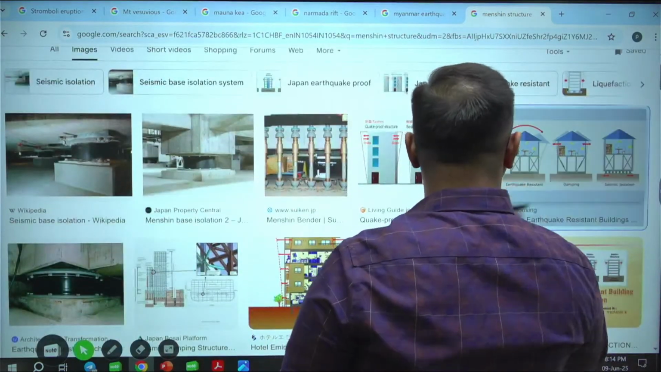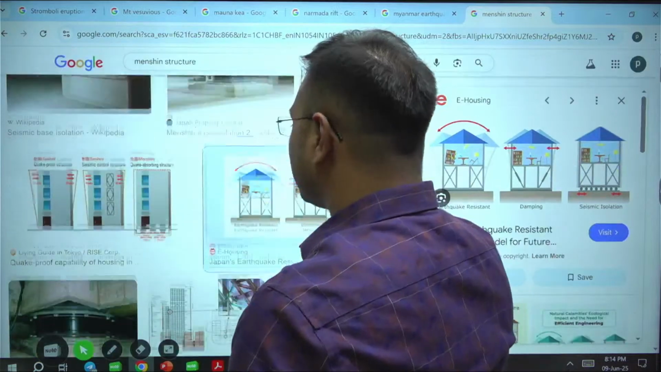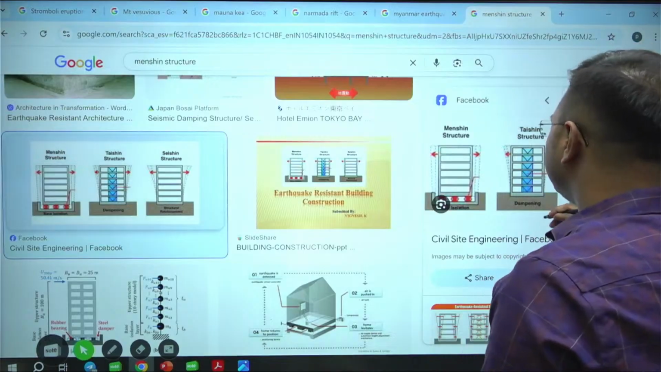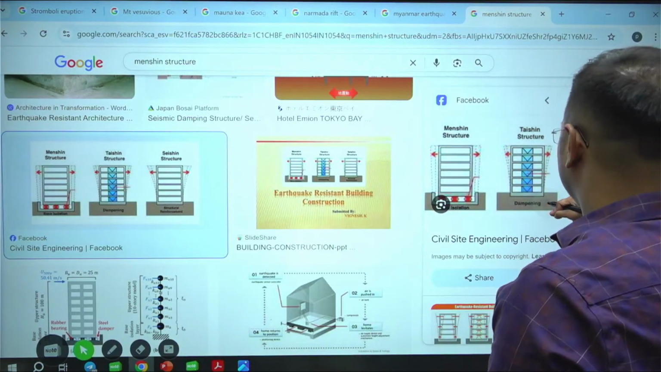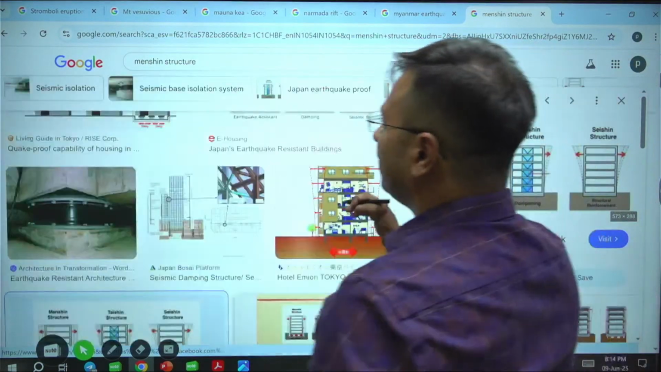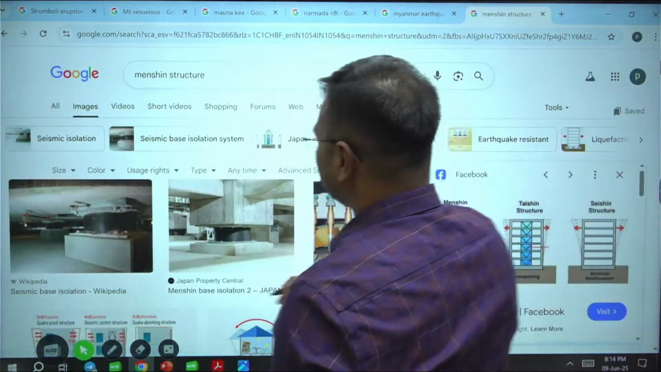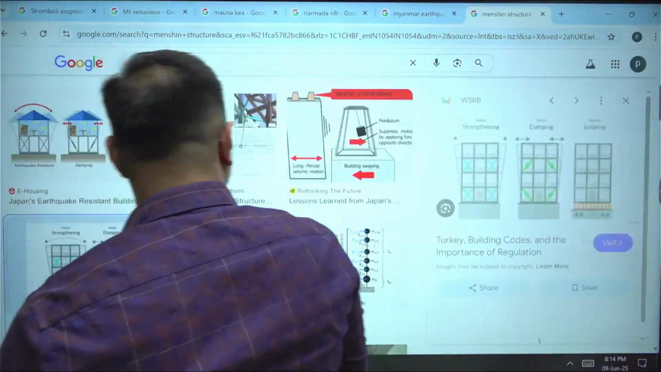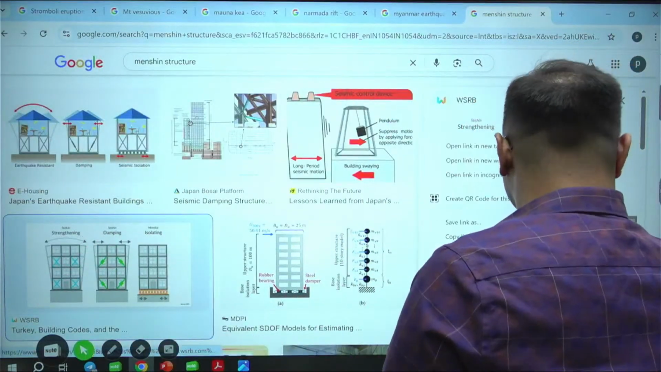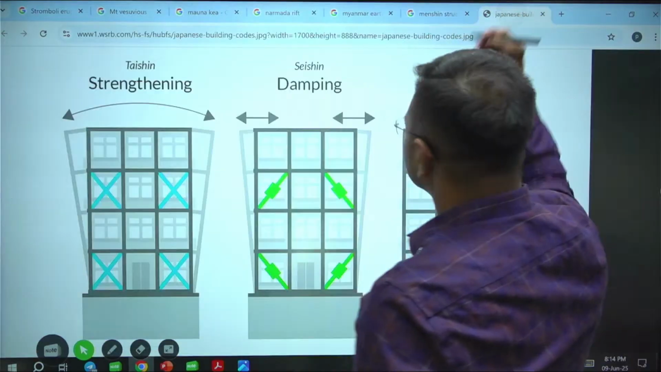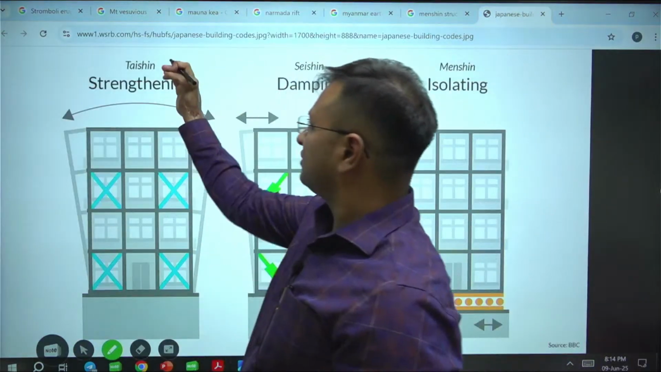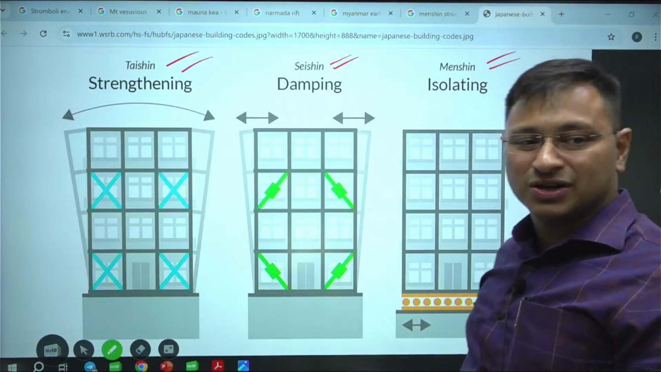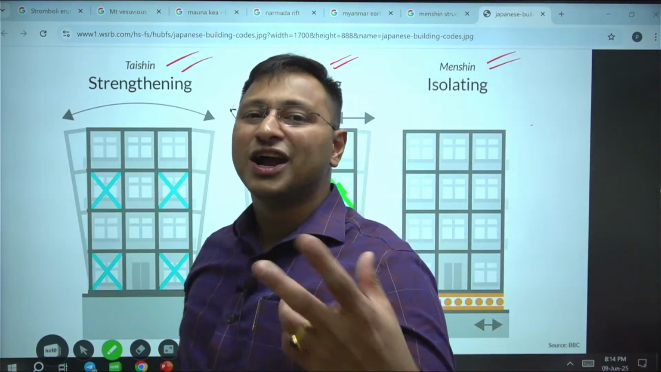So the Japanese building code is very strict. You have three types of structure in the Japanese building code, and one of them is now compulsory. I'm just showcasing what the Japanese building code is and how it translates into retrofitting of buildings. So you have basically three types: Taishin structure, Shaishin structure, and Menshin structure.